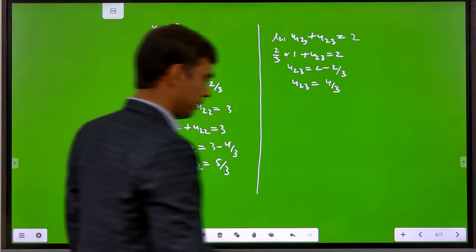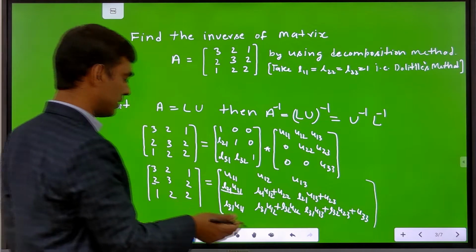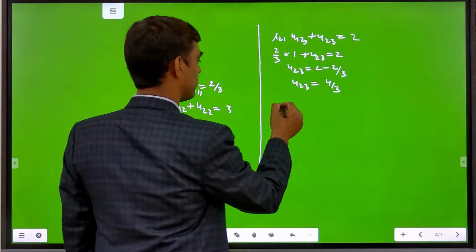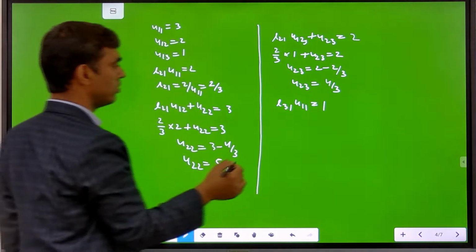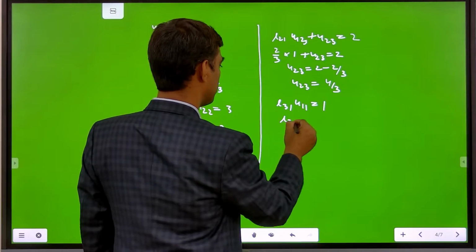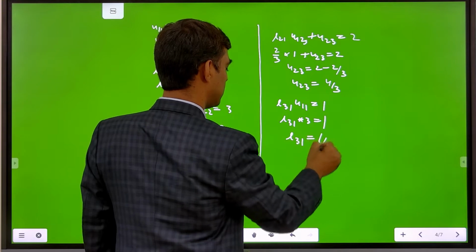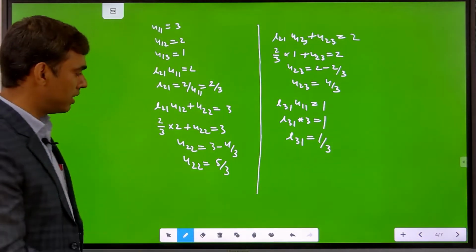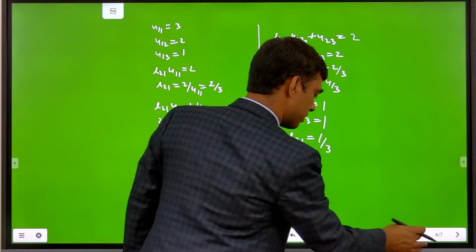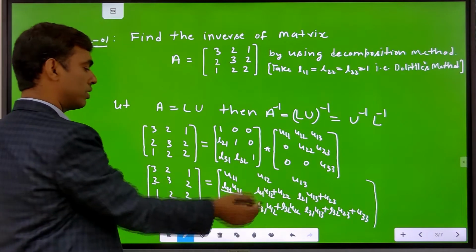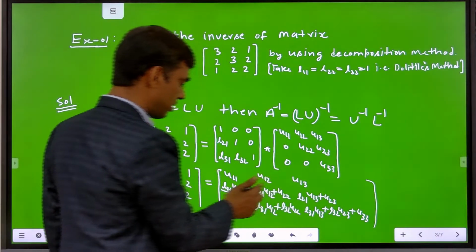Similarly, if we compare the third one, L31, U11, then this becomes 1. L31, U11 equals 1, and what is the value for U11? U11 is 3. So L31 into 3 equals 1. So what is the value of L31? L31 is 1 by 3. In a similar manner, we find all the values by comparing L31 U12 plus L32 U22 by the 2.